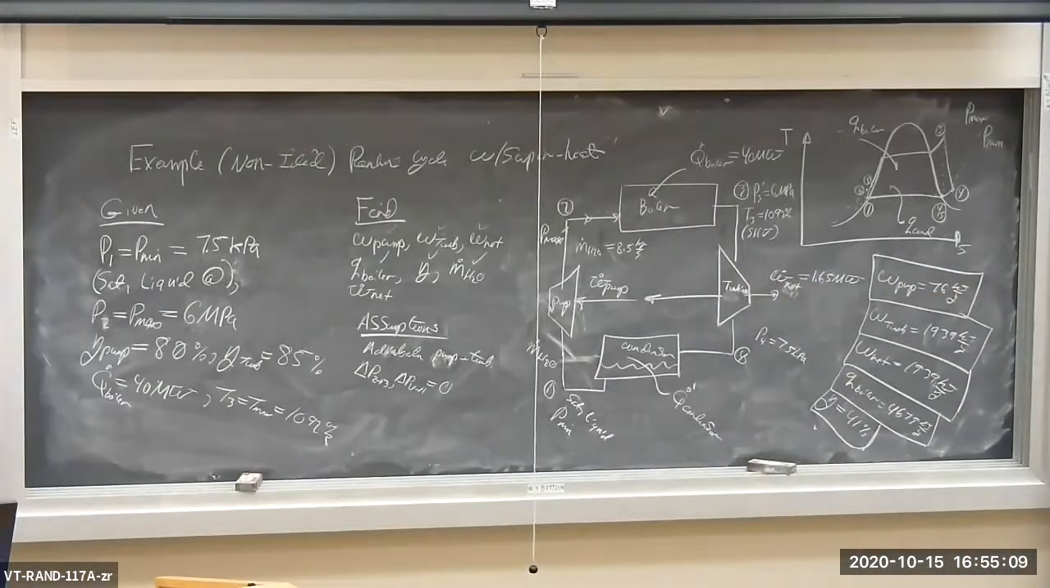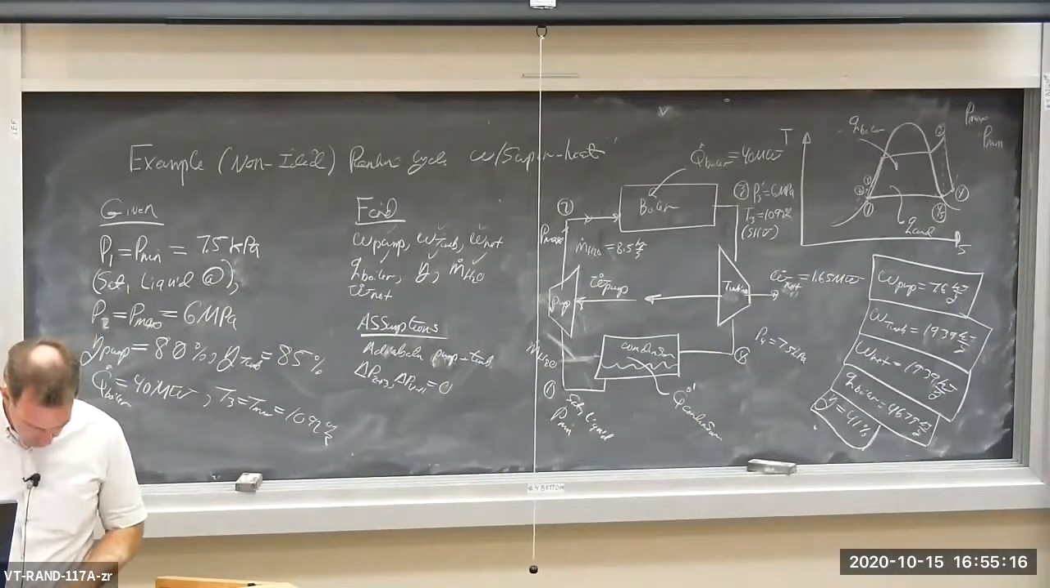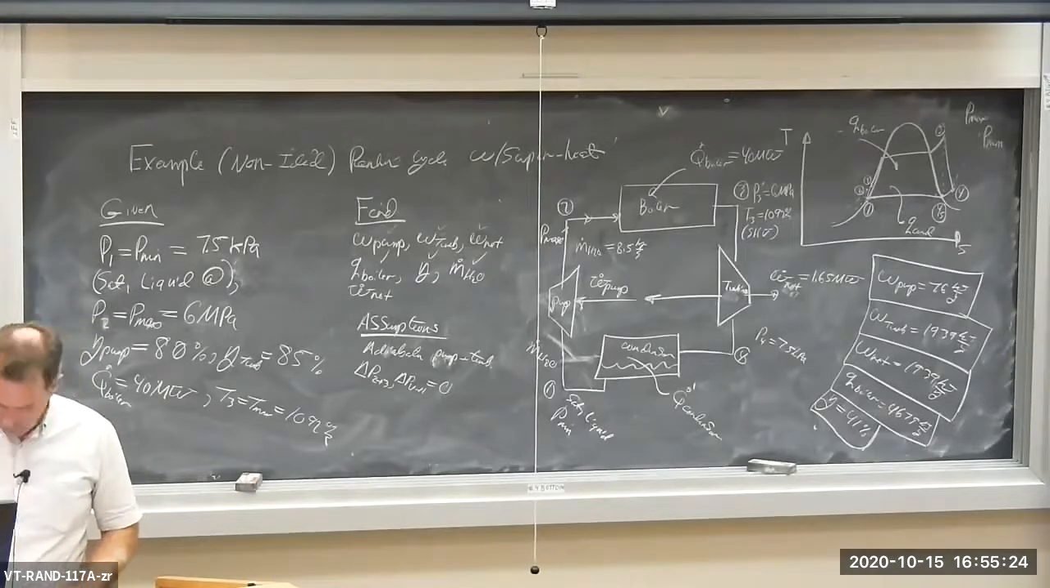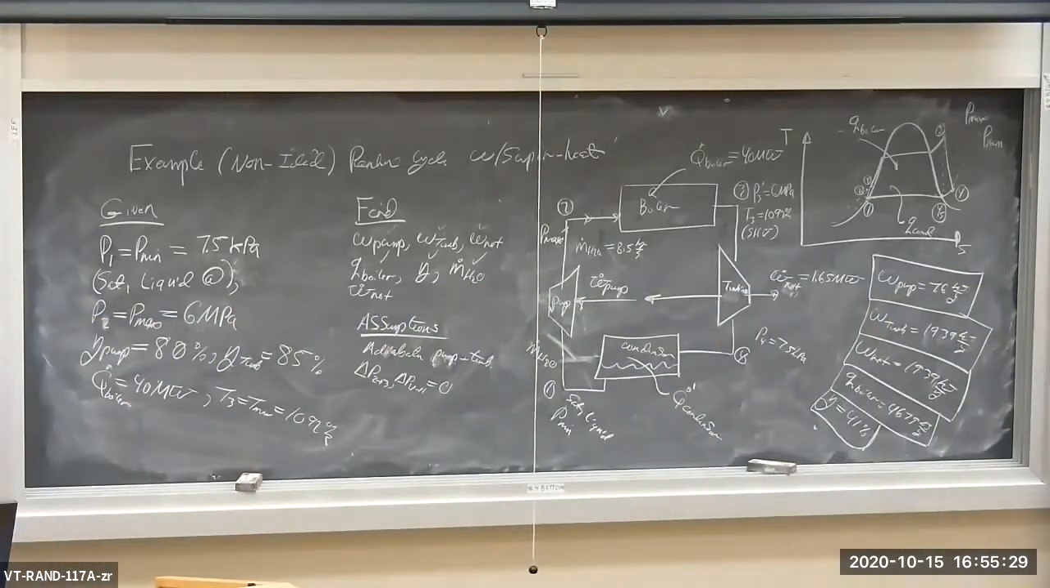Did I make a mistake here? That can't be right. Q dot boiler is 40 megawatts. Let's see here. No, I got 16. How did I make a mistake here? M dot. Oops, let me check my calculator one more time. That's not right. It should be 16. And it is 16.4. Sorry about that. There should be a 1 here.